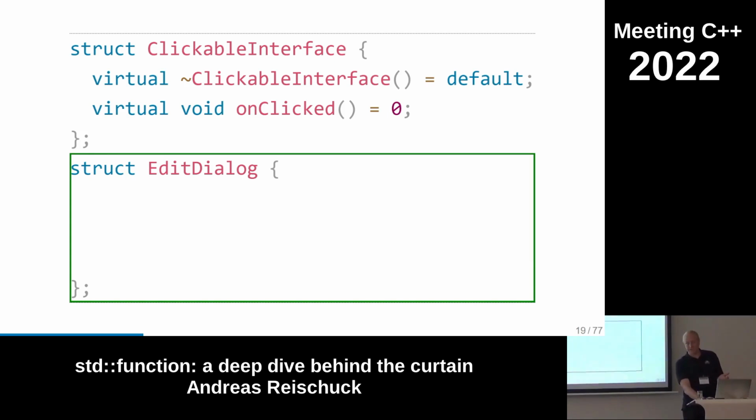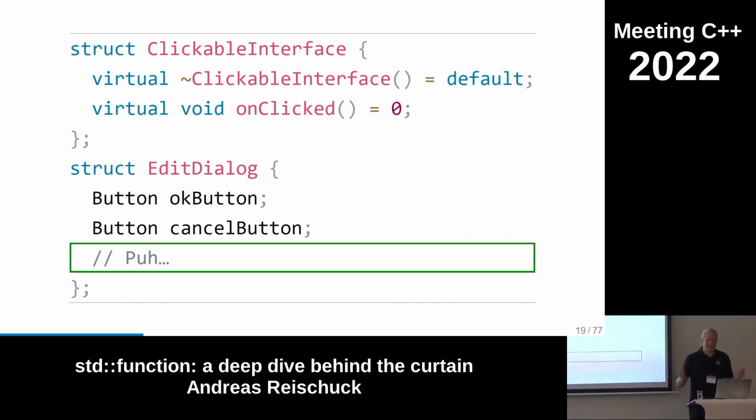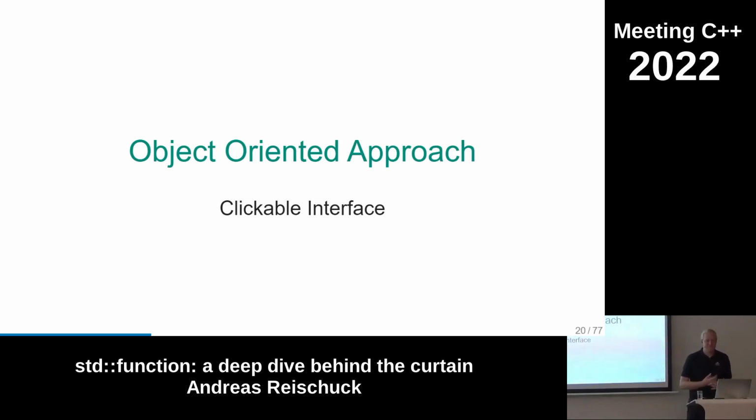So let's try to use that. We have an edit dialog again with two buttons. And then we scratch our heads. How should we implement an interface here? We have two buttons, one dialog. A dialog can only implement one interface, not two of the same kind. So we would have to have new subclasses just for handling the button case. That also becomes really awkward and is not really feasible. So the object-oriented approach, we have this clickable interface, but we got nowhere. No real implementation that we would want to use, I would say.